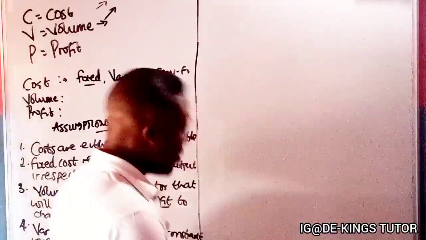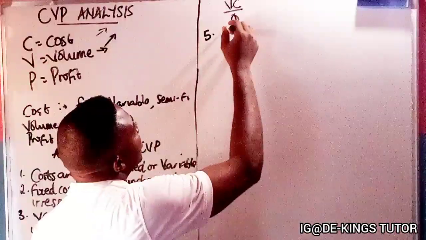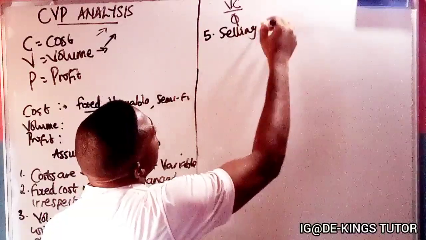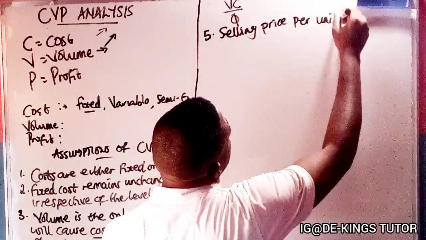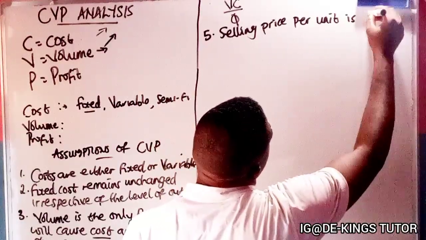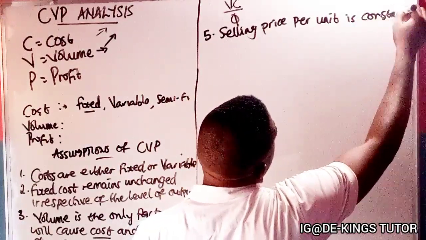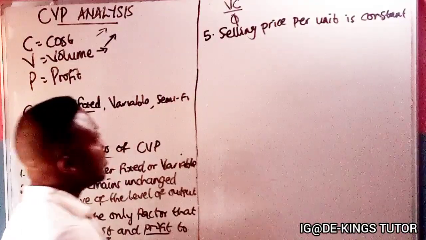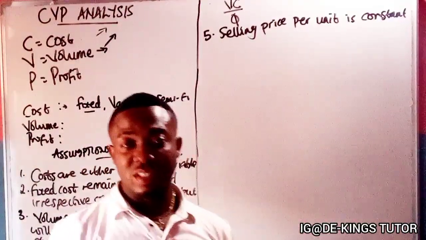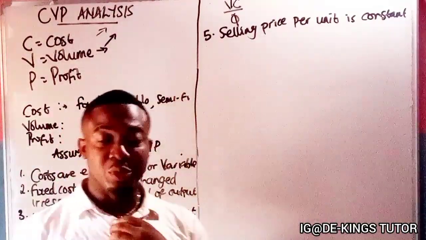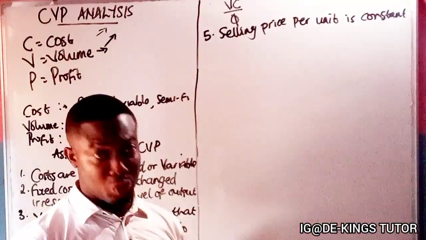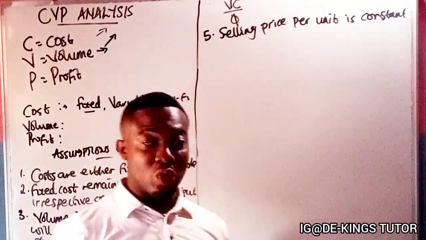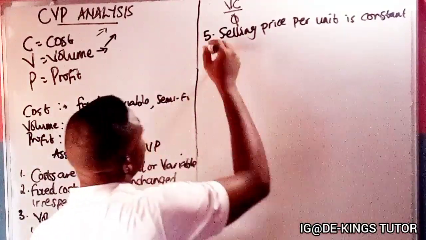Okay, so the fifth one, selling price per unit is constant. The selling price per unit is constant. Okay, so that is the fifth assumption. And the selling price per unit is selling price divided by the quantity of items to be sold. Okay, selling price per unit is constant.